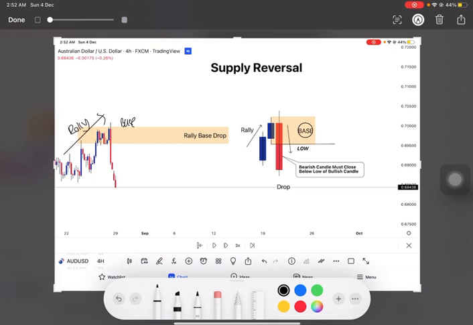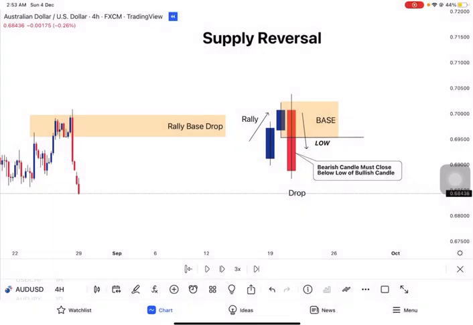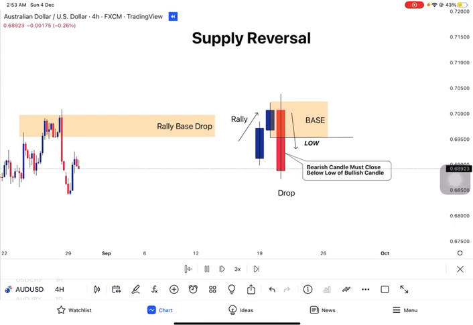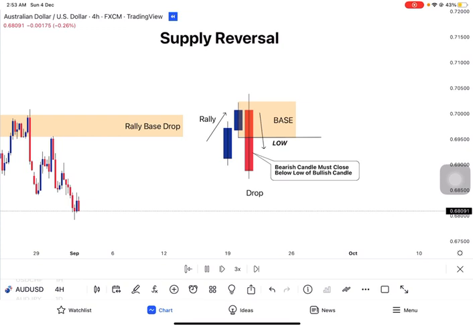And then you must have a drop. The drop is here. The drop must break out the bullish low. After we break out the bullish low, our rally, base, drop is valid. We just have to wait for the price to retest and sell here. The price has touched and the sell is running.